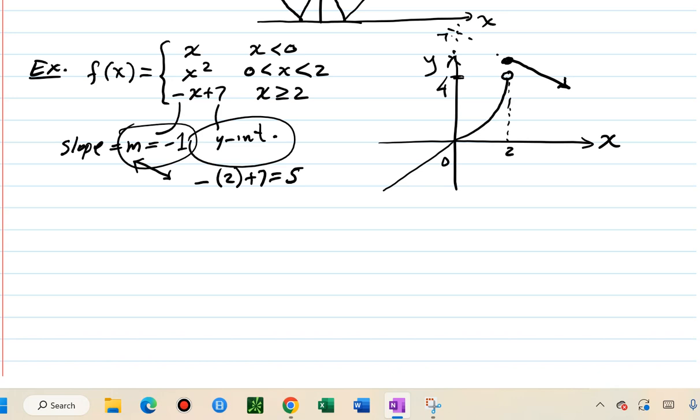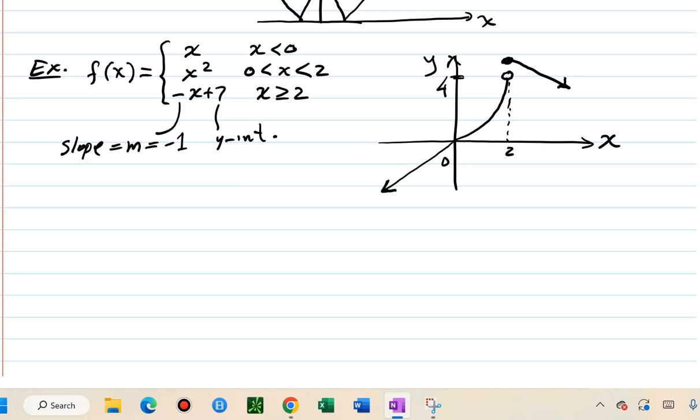And the reason we don't, because our domain for this third function is for greater than or equal to 2. So we only look at this segment of the number line. And there you go. This is what a piecewise function looks like. Okay, and that is the graph of a piecewise function. Of course, I have an arrow here. And there you go. Pretty cool, huh?